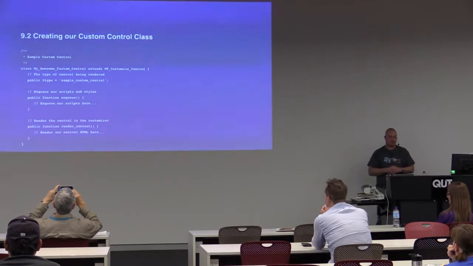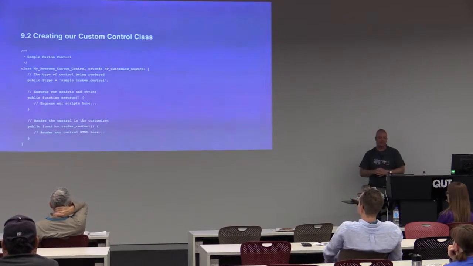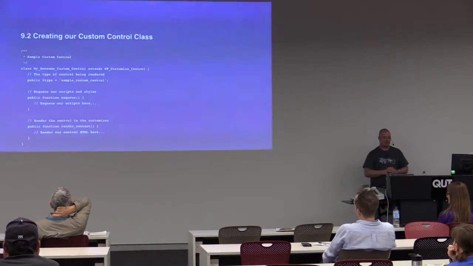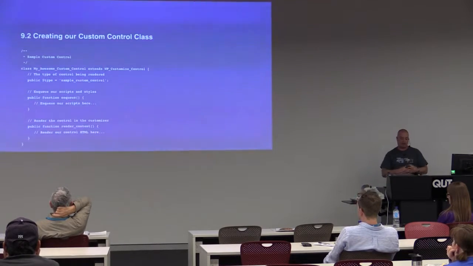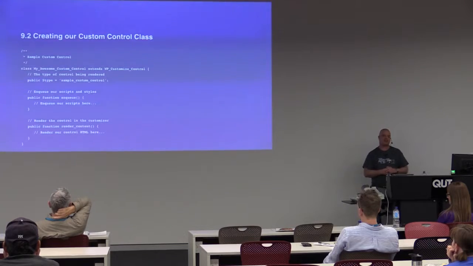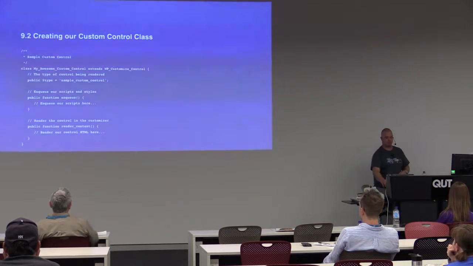As an example custom control, we create a class called My Awesome Custom Control, which extends the WP_Customize_Control. As I mentioned before, we'd use the enqueue function to enqueue all our scripts and styles, and we use the render_content function to display our custom HTML for that particular control. We also give our class a type using the type variable. And obviously you'd keep that different from any of the default ones.